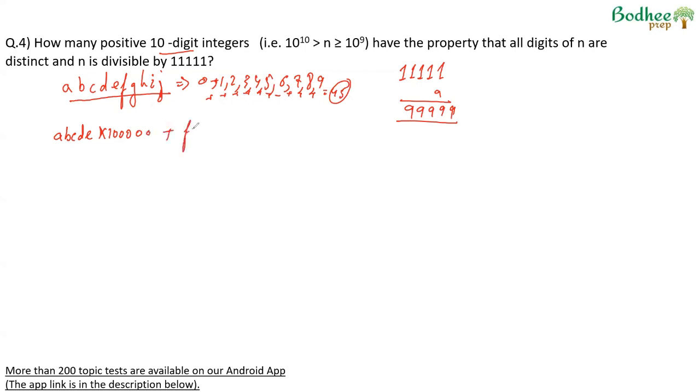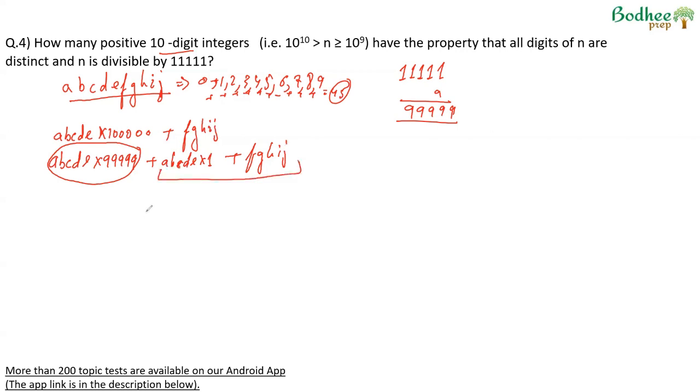Plus F, G, H, I, J. If I break this down to get 99999, we'll write A, B, C, D, E into 99999. 1 lakh is split into 99,999 plus 1, plus A, B, C, D, E into 1, plus F, G, H, I, J remains as it is. And therefore, we can say in this number, this part clearly is divisible by 99999.